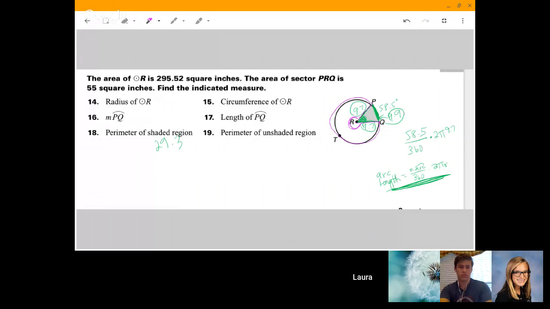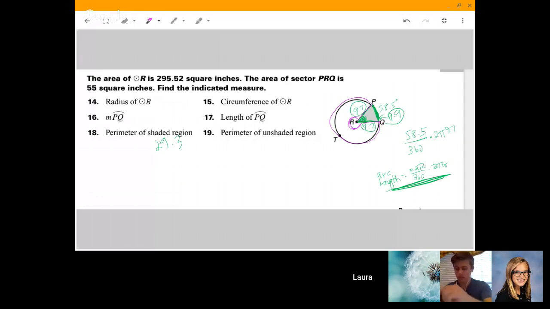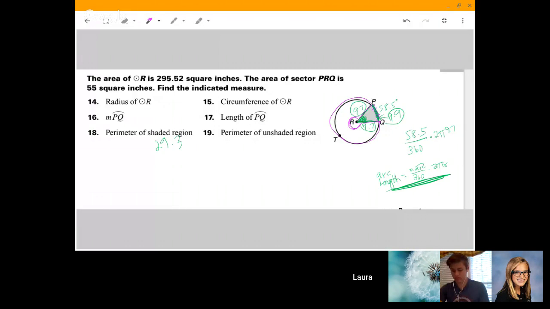Does that make sense to everybody? Yeah. What do you mean by take out? Would you just subtract 29.3 from the circumference? No, not 29.3. You would take this 9.9 right here, because that's the part of the circumference that we don't want. We want the rest of it, but not that.